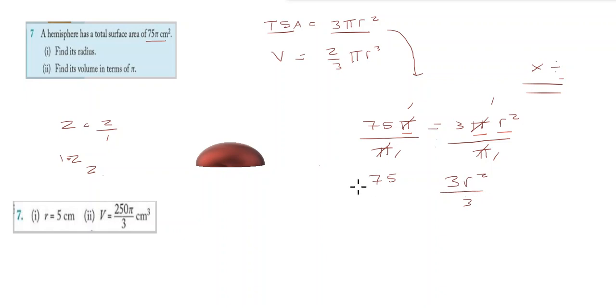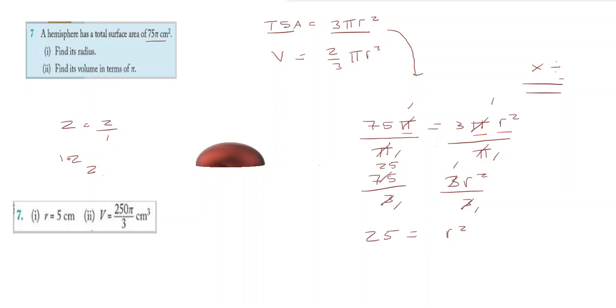If I divide this side by 3, I have to divide this side by 3. So that will go in there once, that will go in there once, 3 will go in here once, and 3 will go into 75 25 times. So now what we're left with is 25 is equal to 1 by r squared, which is just going to leave your r squared.